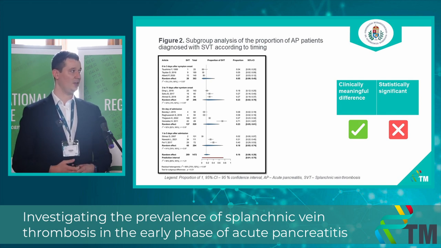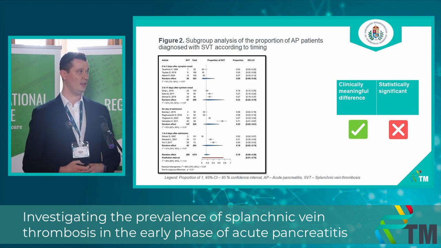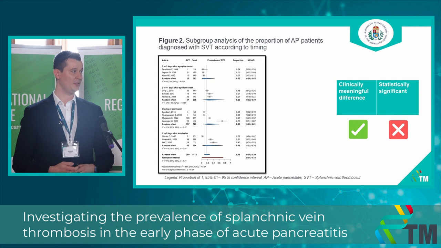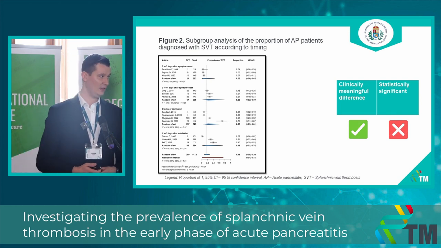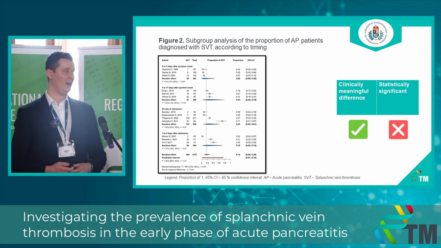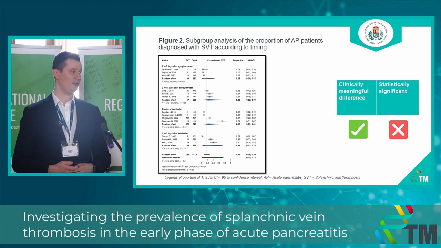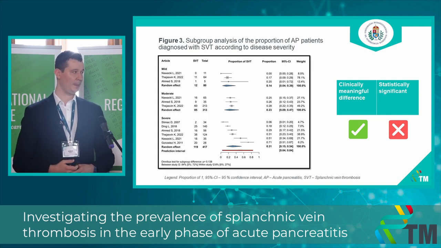Heterogeneity was high, so we have done subgroup analysis to explain it. On this figure, you can see that in the first group, in the 0 to 3 days after symptom onset, prevalence is still low, around 5%, and it rises to 23% in the coming days, 3 to 11 days. On admission it is already high at 23%, and it stays elevated at 18%. These differences are clinically significant and relevant, but statistical significance was not reached.